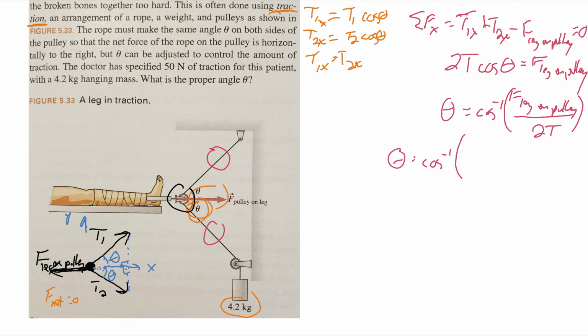What is it? It needs to be 50 newtons. And we have 2 times the tension. Well, what's the tension? 4.2. It's not 4.2, but it's going to be 4.2 kilograms times 9.8 meters per second squared. Okay, so we make sure our calculator is in degrees, and we're going to get our answer. Theta equals what?